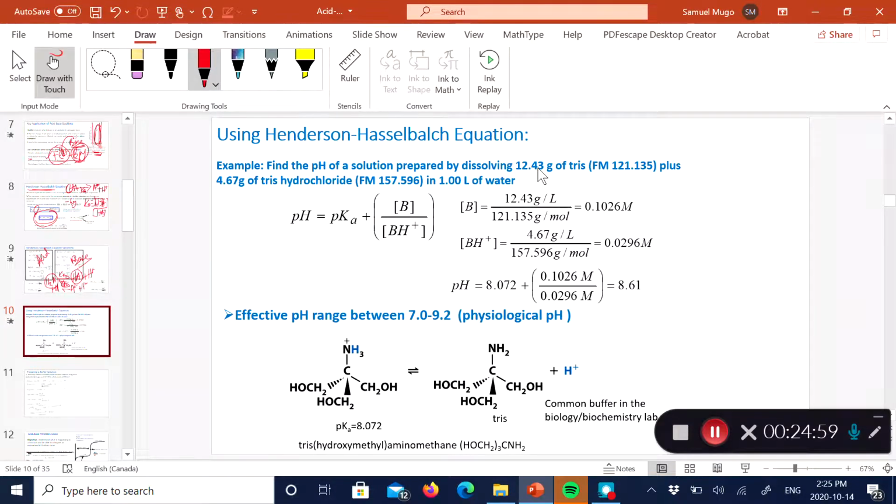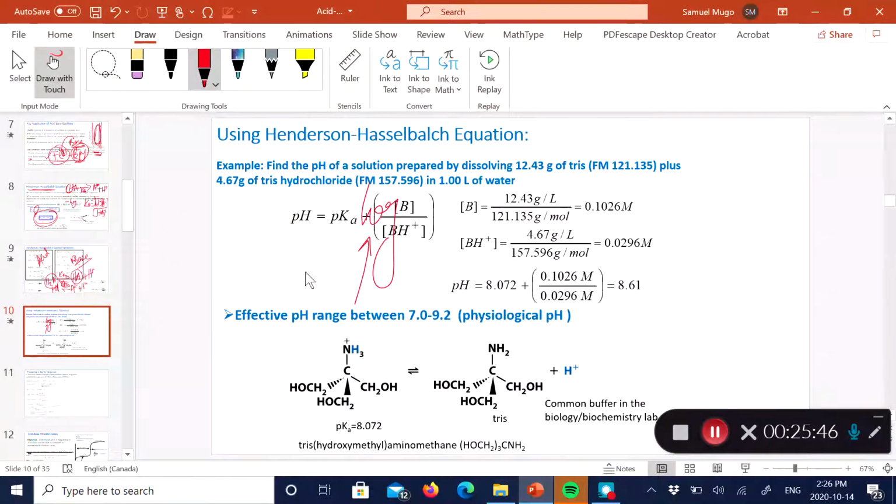So 12.43 grams of the conjugate base, and the molecular weight is 121. Again, the concentration of that. On the other hand, I can get the Tris hydrochloride, which is this one, and I weigh 4.67 divided by the molecular weight, and that's a concentration. And then I just need to substitute it into my Henderson-Hasselbalch equation so that I can determine the pH, okay? And all I need to do is get the pKa substituted here, plus, and I'm sorry, I forgot, there's a log here, log of B divided by BH plus, and then I can determine what the pH is.